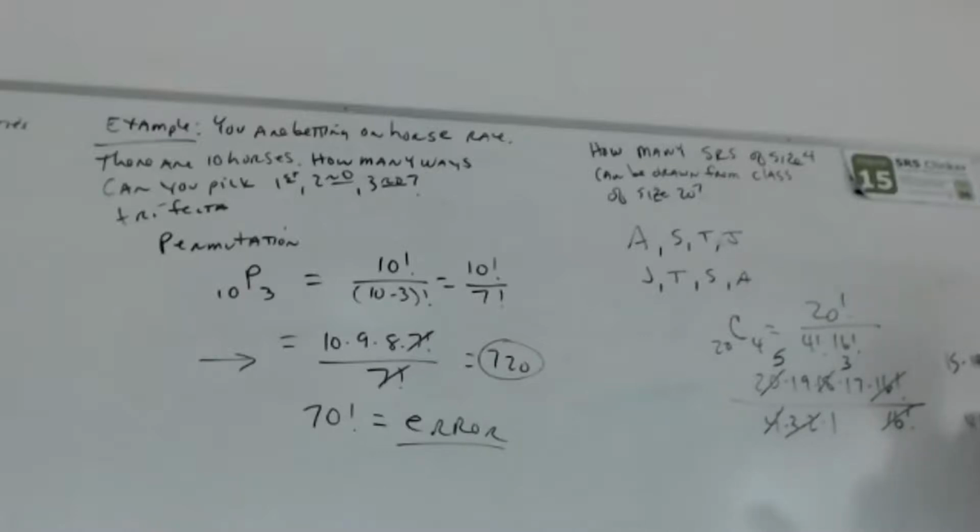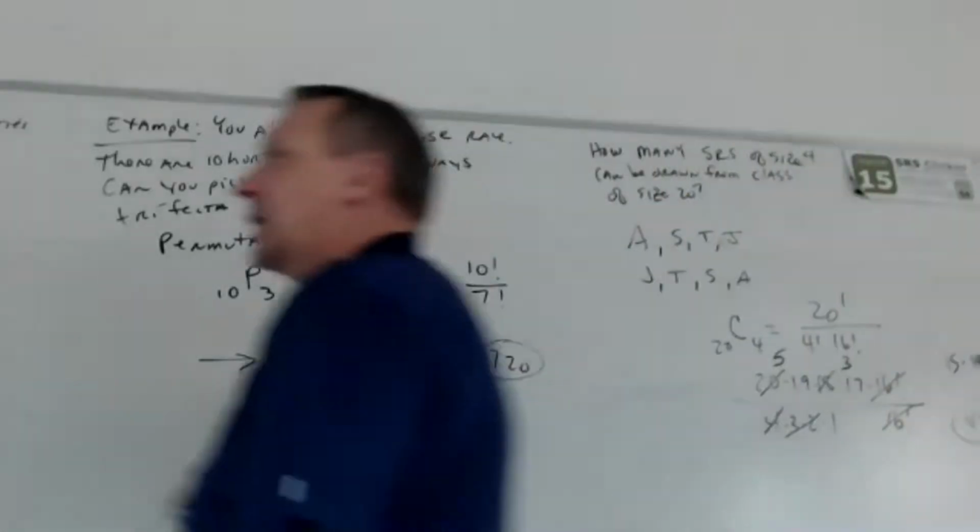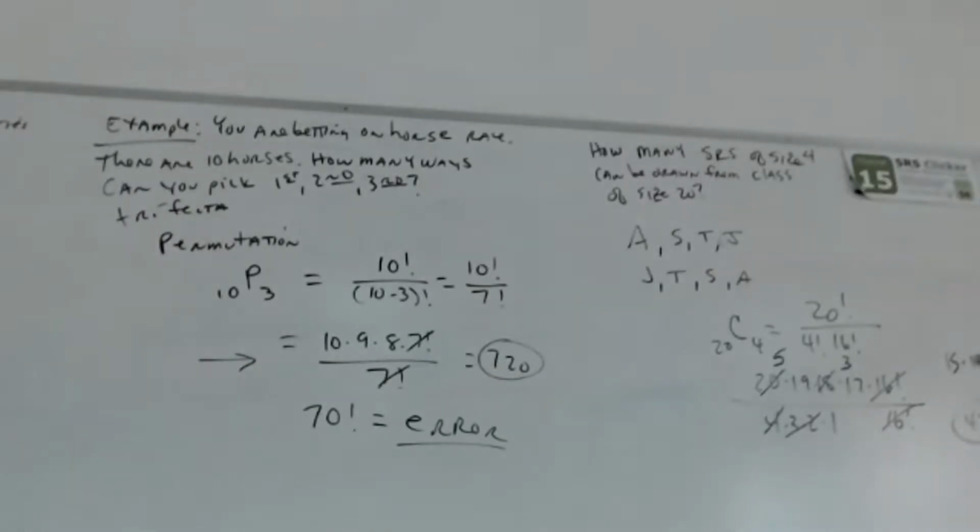Question, how'd you cancel the 20 and the 18 again? 3 times 2 is 6. 6 goes into 18 3 times. And then 3 times 5 is 15 times 19 times 17. Okay? So you can use this so that you don't blow up your calculator. Does that make sense? All right.